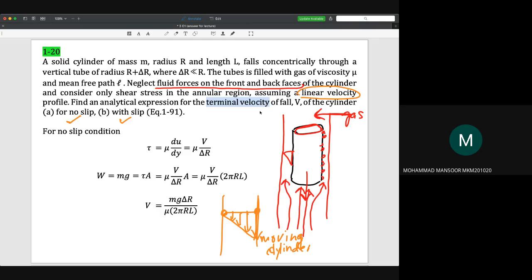Try to search about terminal velocity. That's the phenomenon that occurs. If you jump from space, after a certain time you will fall down with constant velocity. That's one phenomenon in science we call terminal velocity. Okay, sir. Thank you.